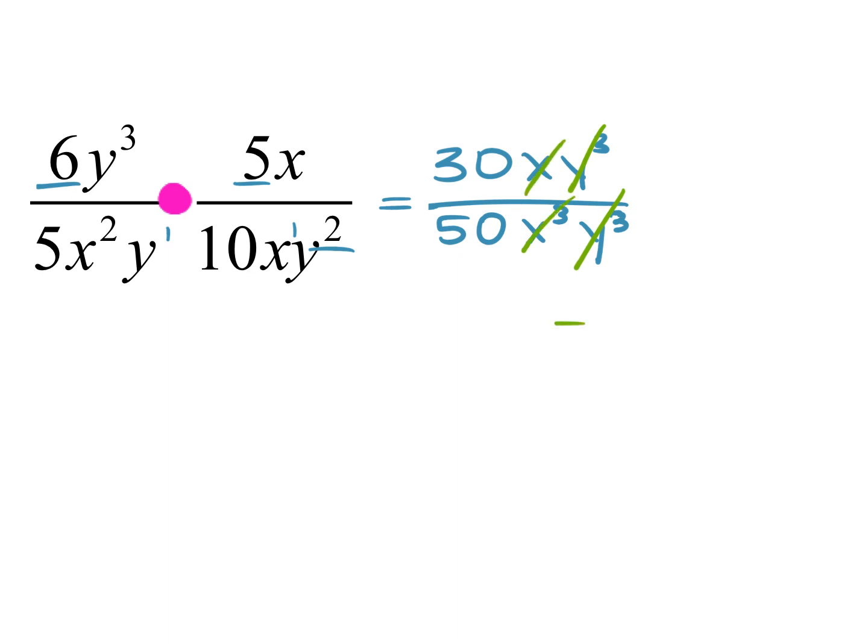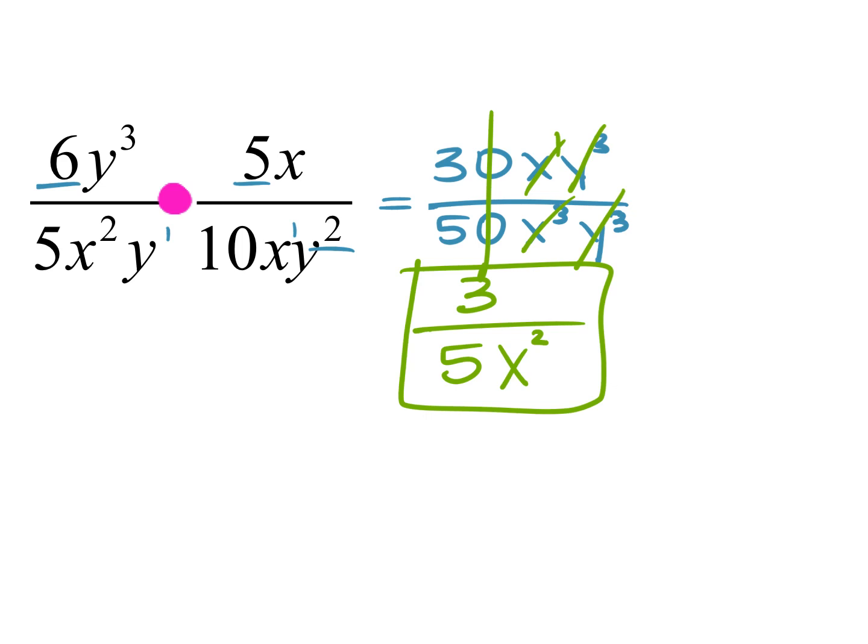X over x to the third is going to give you an x squared on bottom because you're going to subtract those. 1 minus 3 is a negative 2 on top, so it's a positive 2 on bottom. And then 30 over 50 reduces to what? 3 over 5. So you get 3 over 5x squared.